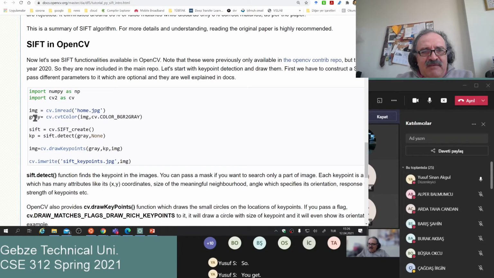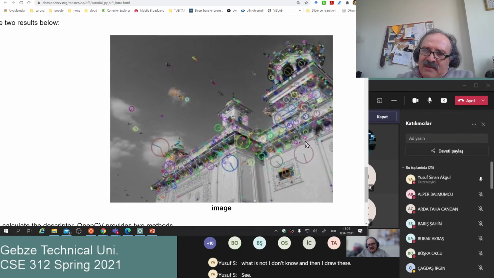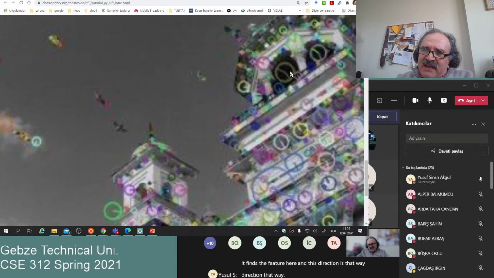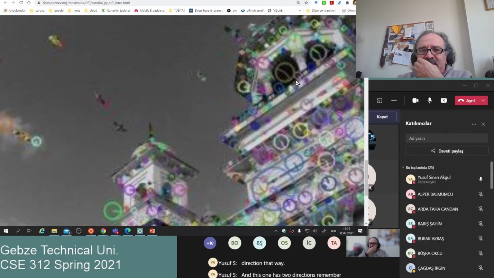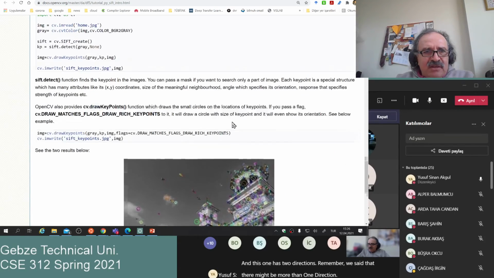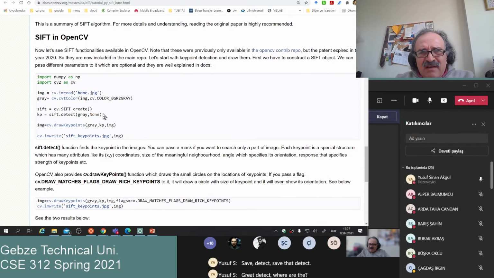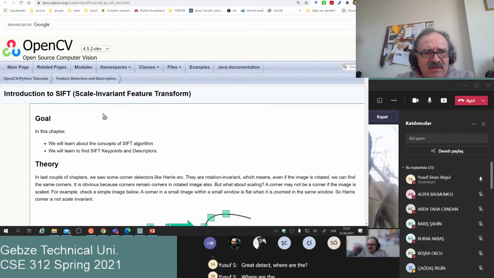I get the gray level image, and I say sift.detect(gray, None). What is None? I don't know. And then I draw these. See, it finds a feature here, and its direction is that way. And this one has two directions. Remember, we said that there might be more than one direction. So there's SIFT detect, SIFT create, detect. Where are the parameters for SIFT?